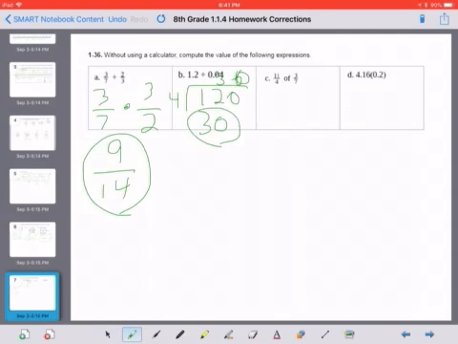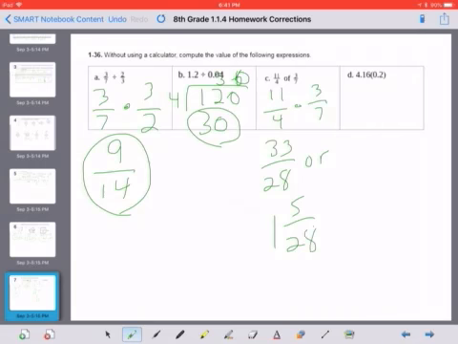For C, the word "of" means multiplication. So I'm doing 11 over 4 times 3 over 7. So I'm going to get 33 over 28. Or you can write it as 1 and 5/28. Either way is fine.